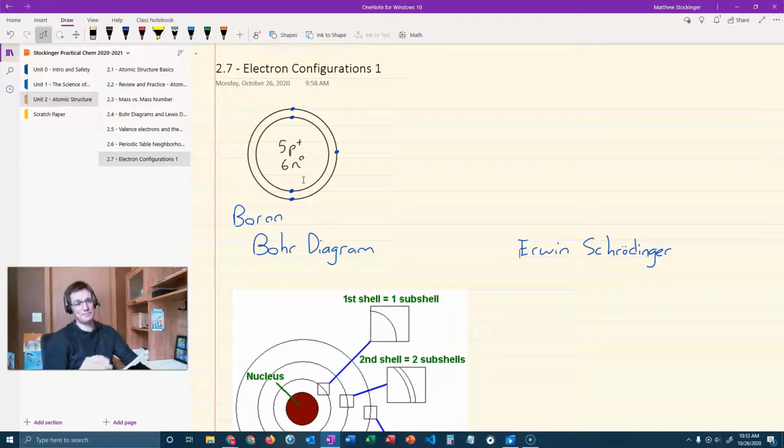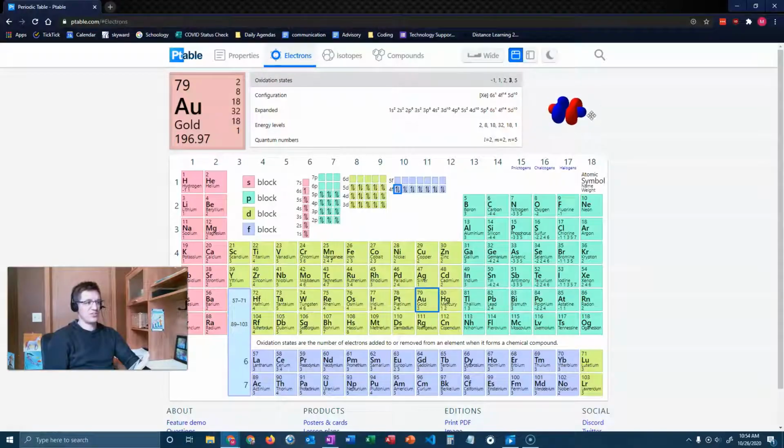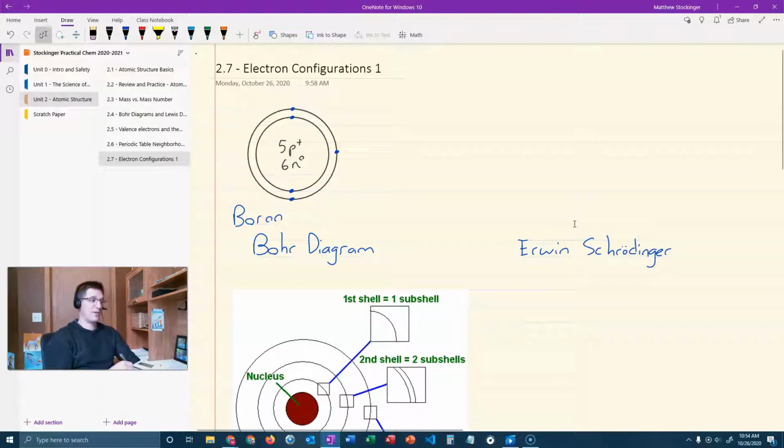We need something better. Problem is, good luck drawing all this stuff that I just showed you, right? I'm not going to draw all these. All these different shapes that I just showed you, all of this is in one atom of gold. So I would have to draw all this at the same time. And that's just not going to happen. So what we have now that's better than a Bohr diagram is called an electron configuration. Okay. So for your notes.